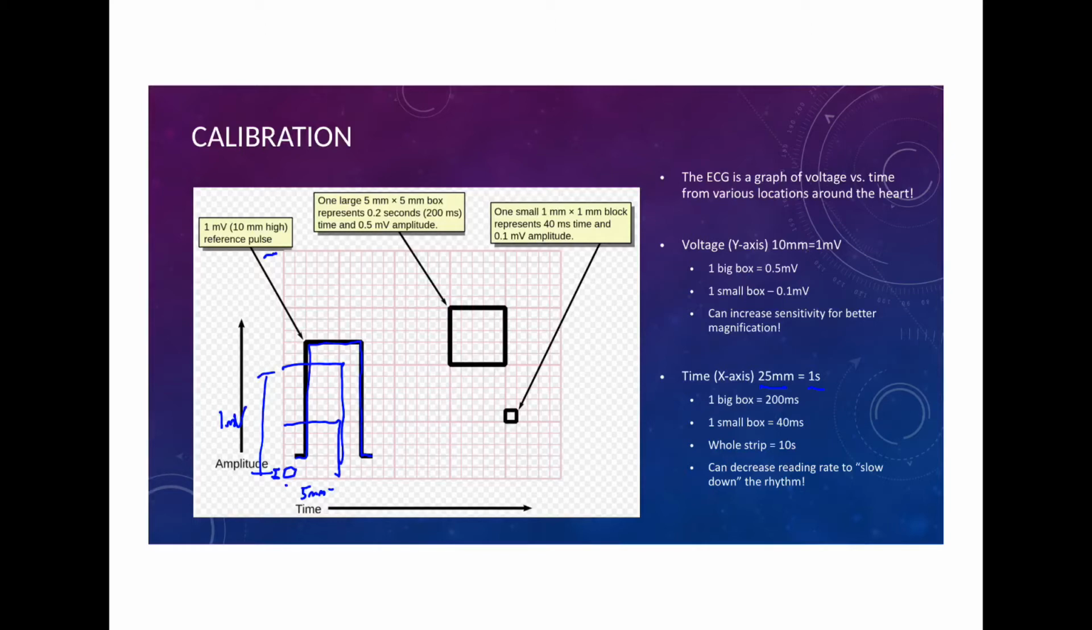Now on the x-axis, we're measuring time. So the standard calibration here is that the ECG paper moves through the machine at a rate of 25 millimeters per second. And so if you do the math, 1,000 milliseconds in a second, that means that every one little box is 40 milliseconds, and every big box is 200 milliseconds. Again, just like with the voltage, you can change the calibration. You can increase the rate at which the paper's fed through the machine to artificially slow down or speed up the rhythm.